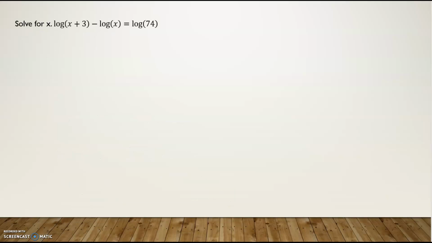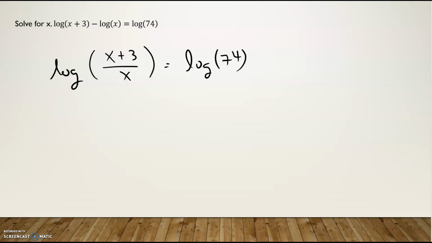Okay, for this one, log, log, and log, so all of them have base 10. So I can first use the properties of logs to combine. So I have the log of base 10, so I'm just going to write log. And I'm going to have x plus 3 divided by x is equal to log of 74. Okay, so now I can just set what's in the parentheses equal to each other.